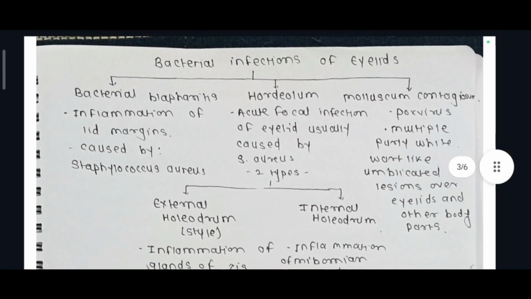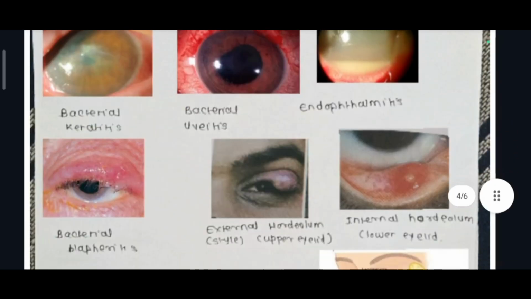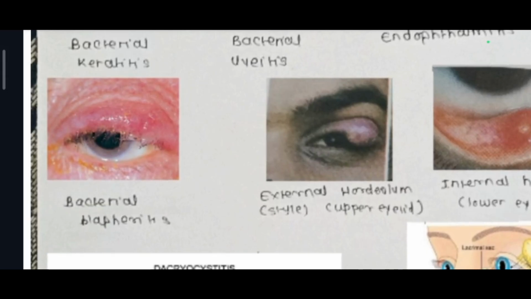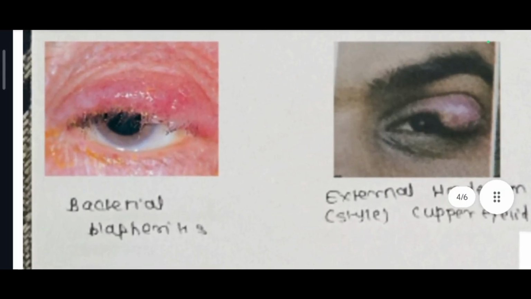So let's see the picture of bacterial blepharitis. You can see here, this is bacterial blepharitis, which is the inflammation of the margin of the eyelids. You can see here, at the margin of the eyelids there is inflammation, which is nothing but our bacterial blepharitis.